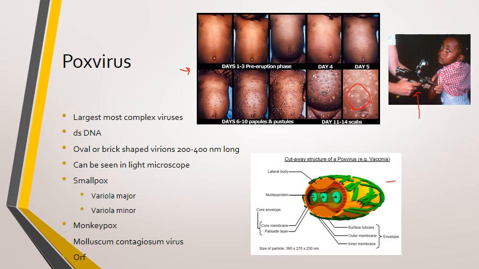It's very large. It's either oval or brick-shaped. They can be between 200 and 400 nanometers long. Okay, so that's quite large for a virus particle. You can actually see the pox virus under the light microscope. It's that large. So, that's similar in size to some of the bacteria that we use.